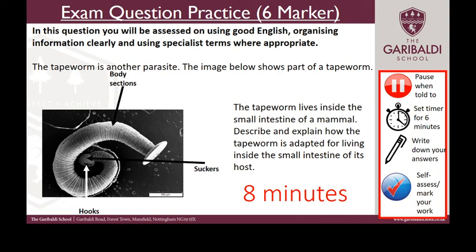So the tapeworm is another parasite. The image below shows part of a tapeworm. The tapeworm lives inside the small intestine of a mammal. Describe and explain how the tapeworm is adapted for living inside the small intestine of its host. So pause the video, set the timer for 6 minutes, write down your answers, then when you're ready, come back to the video and we'll self-assess it.